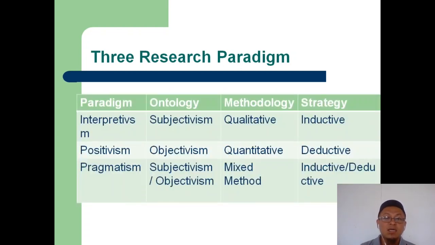Now let's review and summarize these three paradigms in terms of ontology, methodology, and also the strategy. Interpretivism paradigm, subjectivism, looking at reality as having multiple realities, not singular, and it has to be interpreted. And then positivism, objectivism, looking at reality as singular. Pragmatism combines both. So the pragmatism researcher believes that reality can be seen both objectively and subjectively.